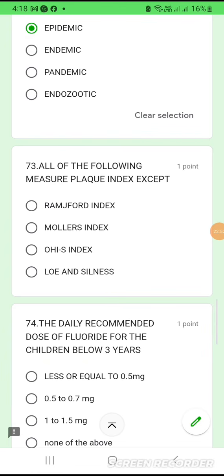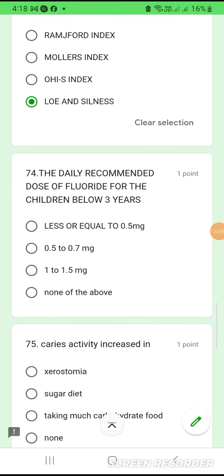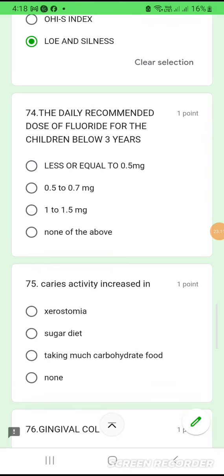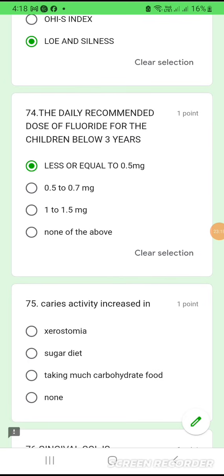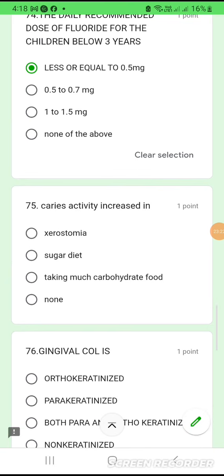73. All of the following measure plaque index except. The question is except. Ramfjord index measures the plaque, Moller's index measures the plaque, OHIS index measures the plaque, so the one which doesn't measure the plaque is Loe and Silness. The daily recommended dose of fluoride for children below 3 years, the maximum is 0.5 mg of fluoride to a child per day. So 0.5 mg. So option A.